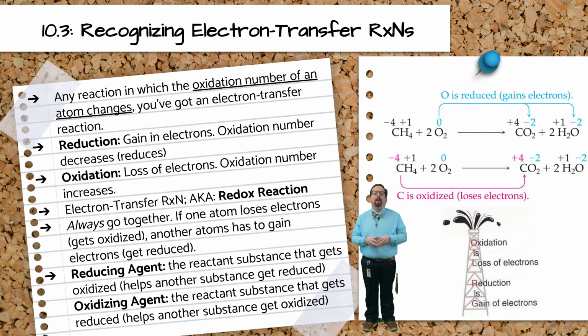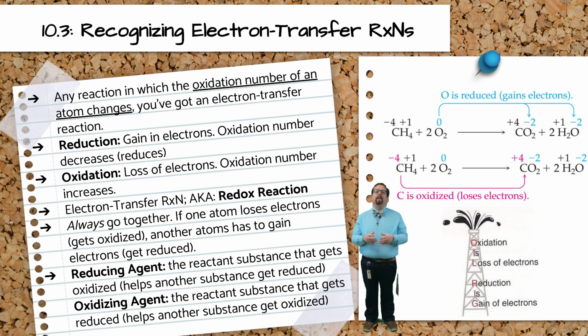We call them that because when electrons get transferred, something has to lose electrons and something else has to gain those electrons. When something loses electrons, we say it has been oxidized. When something gains electrons, we say it's been reduced. Those are two very important terms you need to know by heart. A good way to remember this is OIL-RIG, which stands for oxidation is loss, reduction is gain.